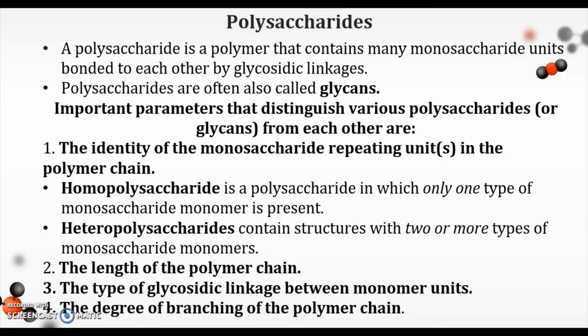Number 3, the type of glycosidic linkage between monomer units. As with disaccharides, there are several different types of glycosidic linkage. Number 4, the degree of branching of the polymer chain. The ability to form branched chain structures distinguishes polysaccharides from the others, so these are the proteins and nucleic acids.